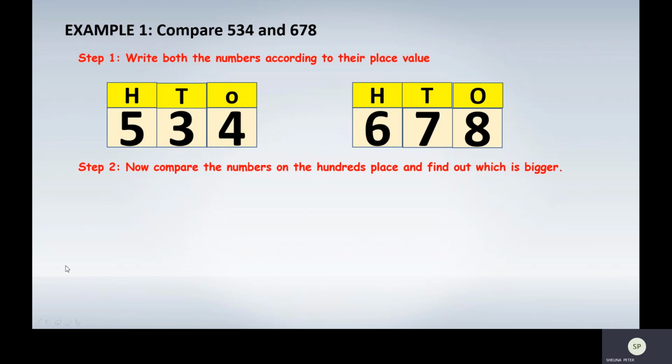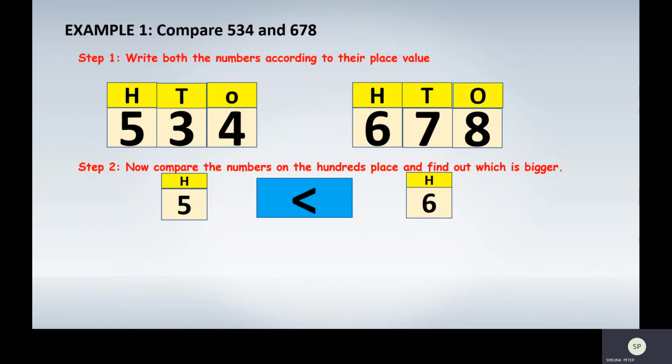Now the step 2 is compare the numbers on the hundreds place and find out which is bigger. So first of all, we'll take the numbers at hundreds place. So can you see the number here? What is the number? 5. Very good. And here we have 6 at hundreds place. So we are going to compare these two numbers and find out which number is bigger. 5 and 6. So which number is bigger? Yes, 6 is bigger than 5.